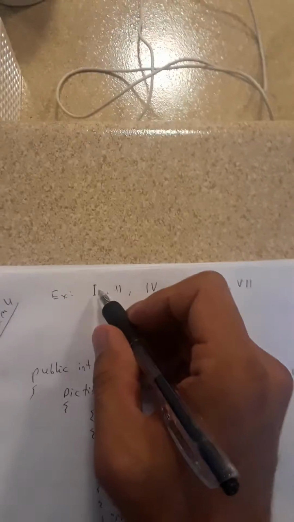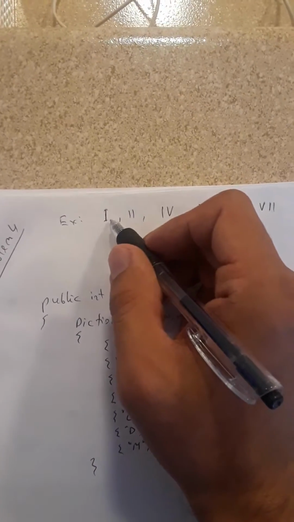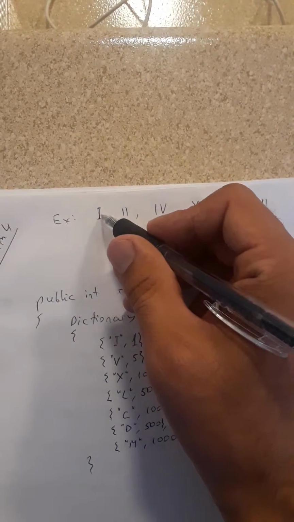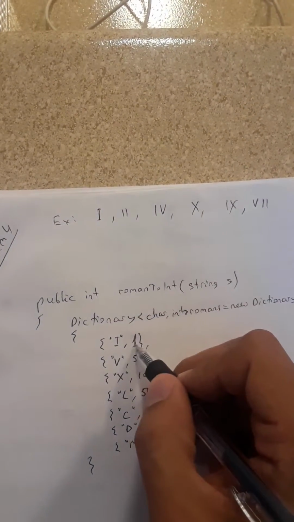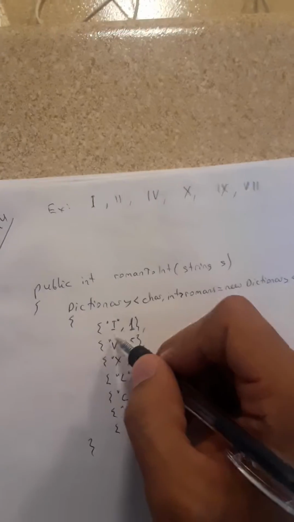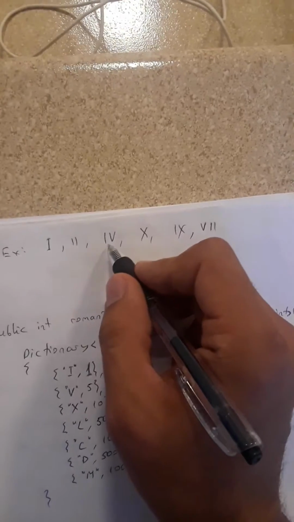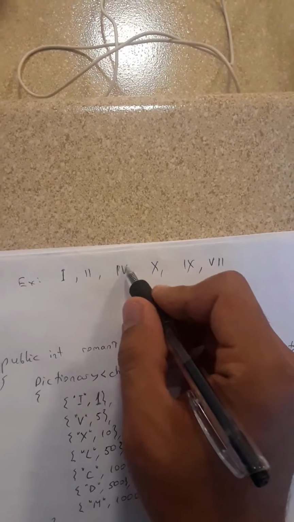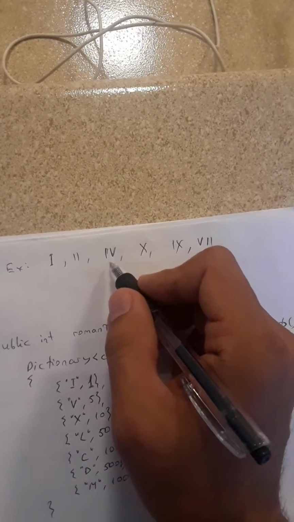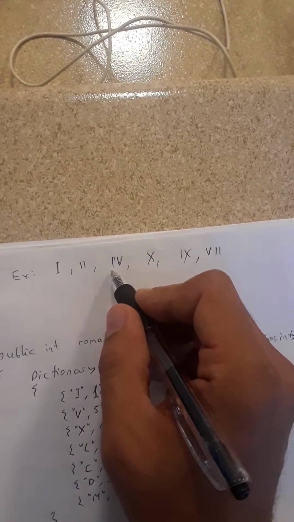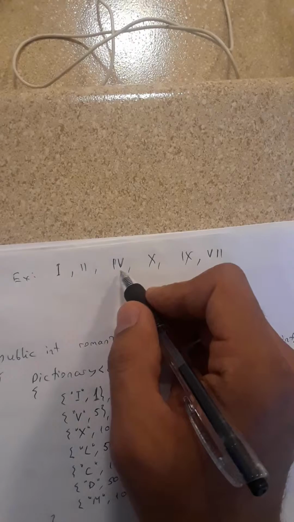But for example, here we have I, and the I as a key will return us 1. V as a key will return us 5. But for the situation when we have I and V, we will also look at the next element, as each time we will go through each character in the string.